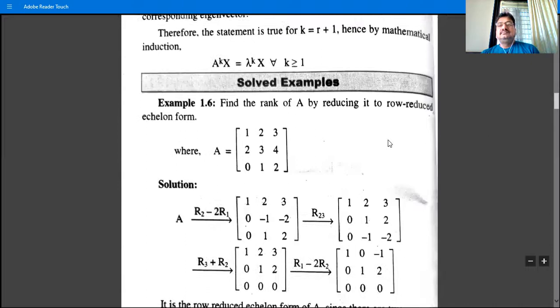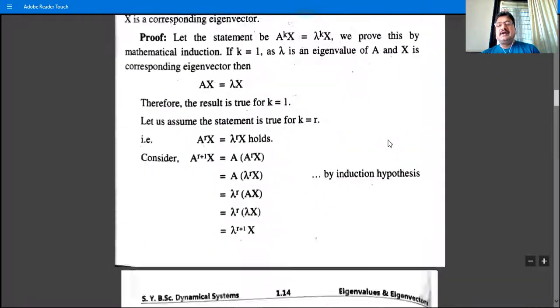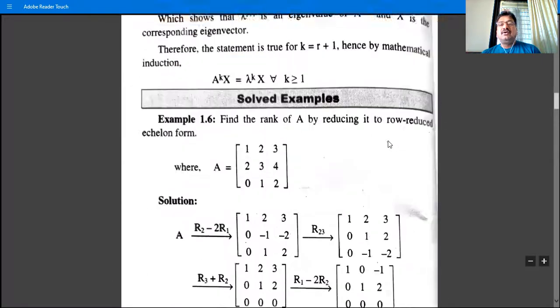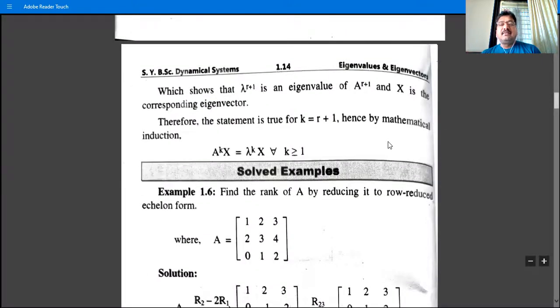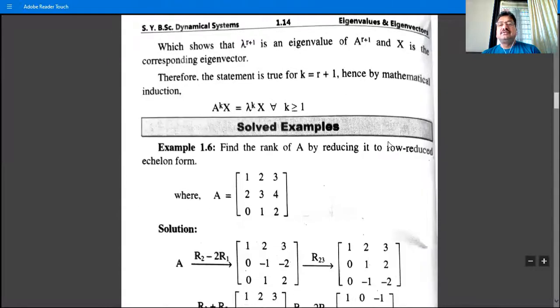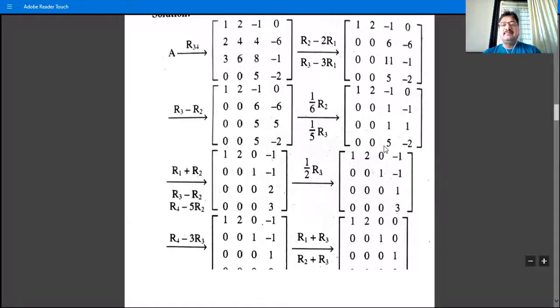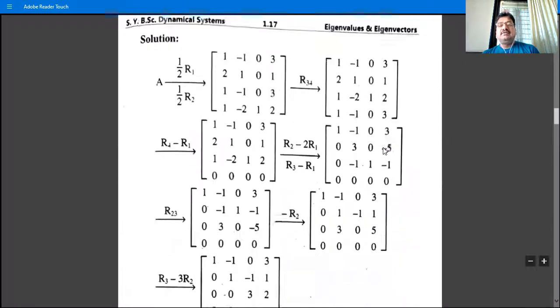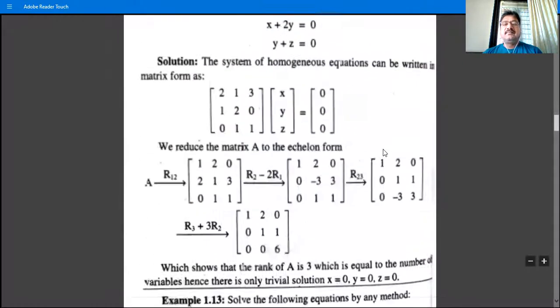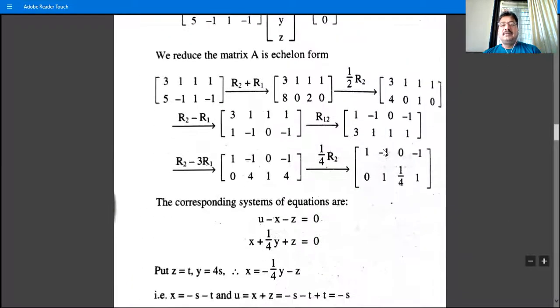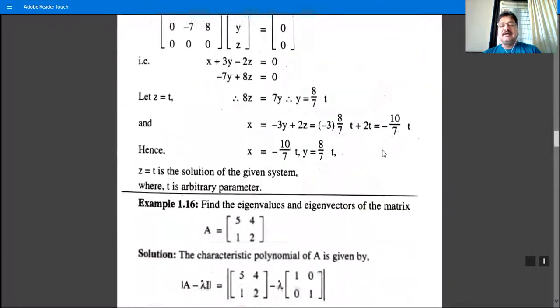So, x is the corresponding eigenvector. In order to find the eigenvectors, we have to solve the equation (A minus lambda I)x is equal to 0. So, we will see the problems of eigenvalues and eigenvectors.